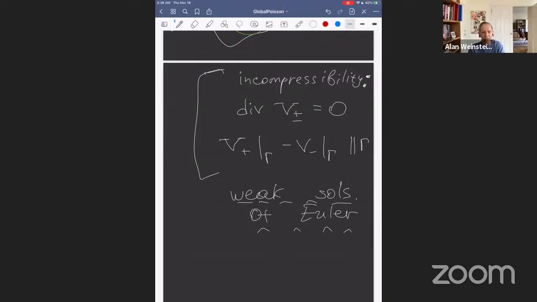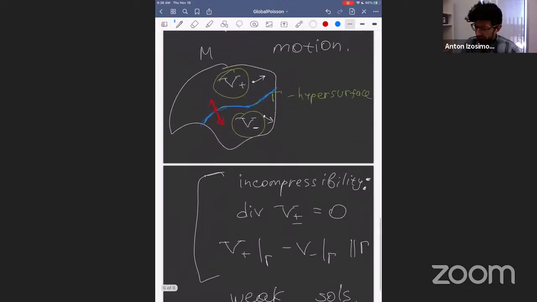By which velocity? The sum of the velocity? It doesn't matter because we view gamma as an unparameterized surface, so only the normal component matters. So by any of them, because the normal component. That's because the difference is tangent to gamma. The difference is tangent, so what it only does is move gamma along itself.